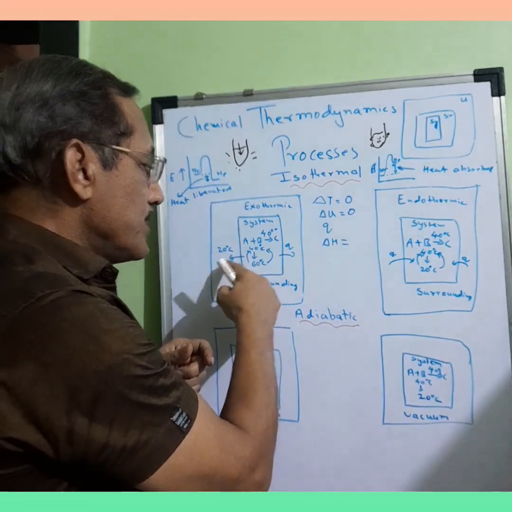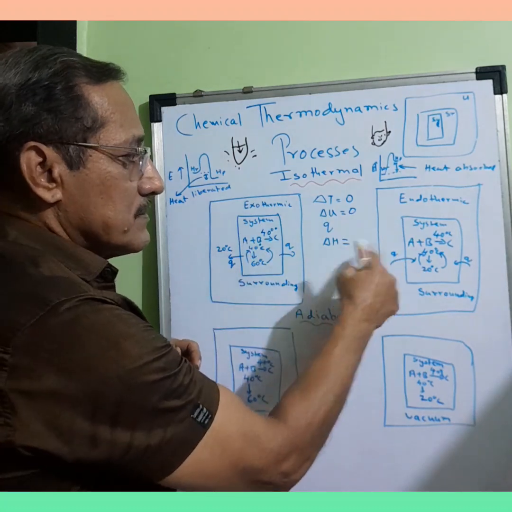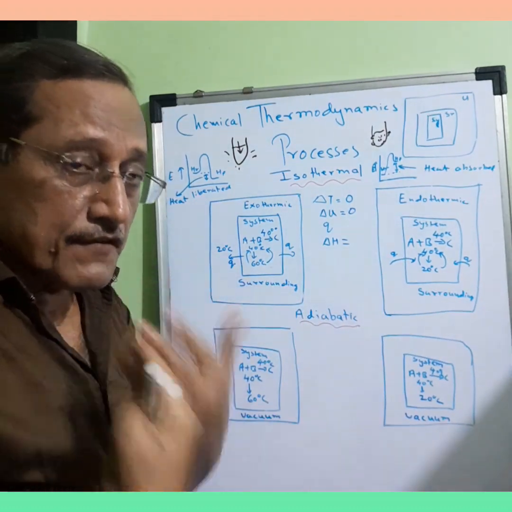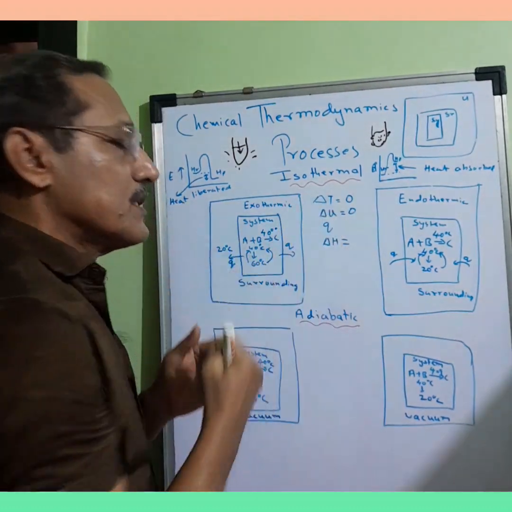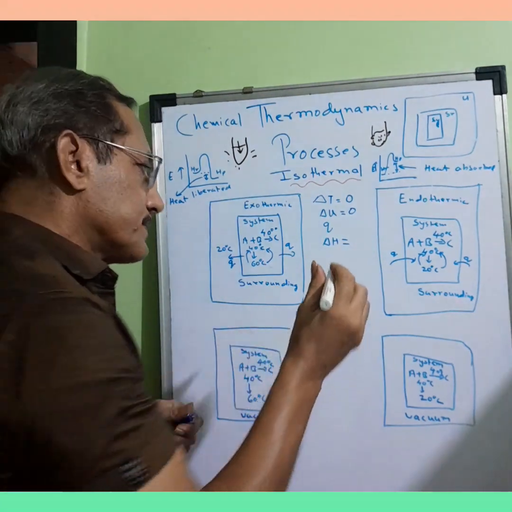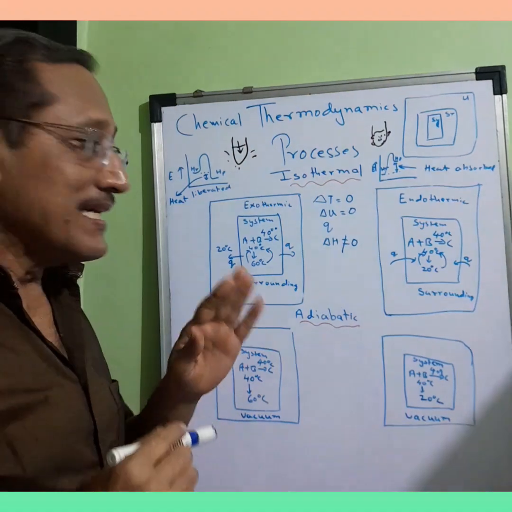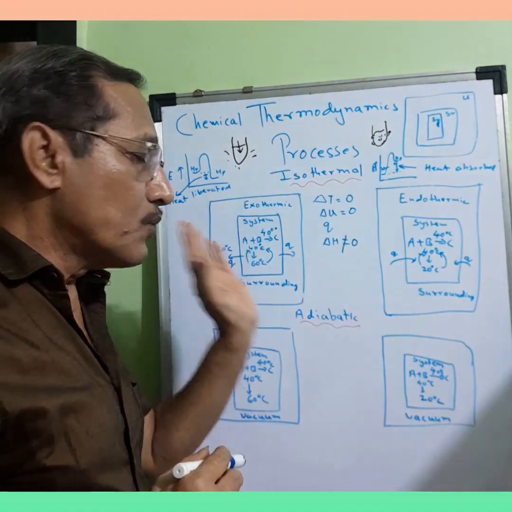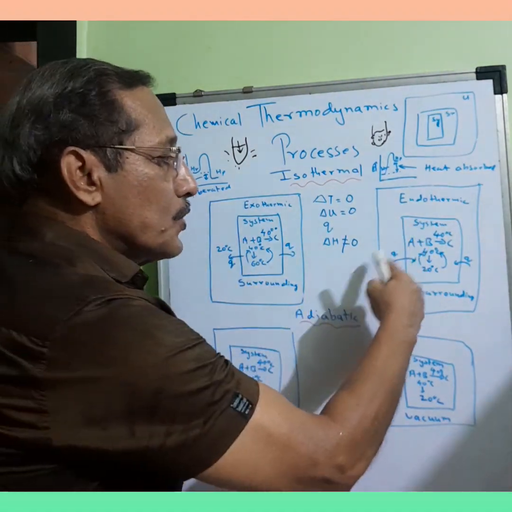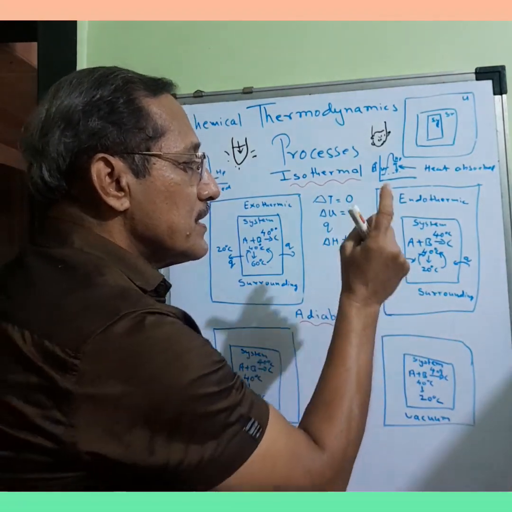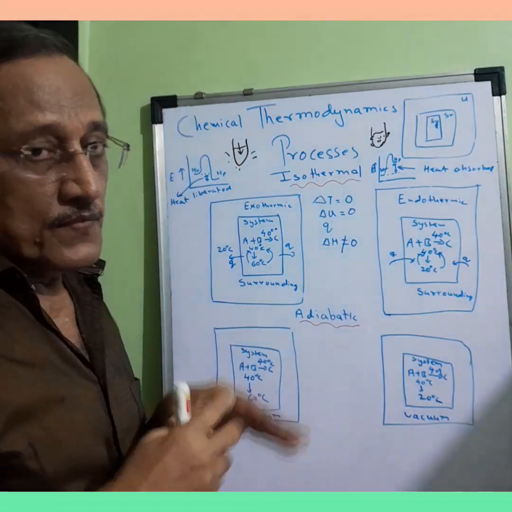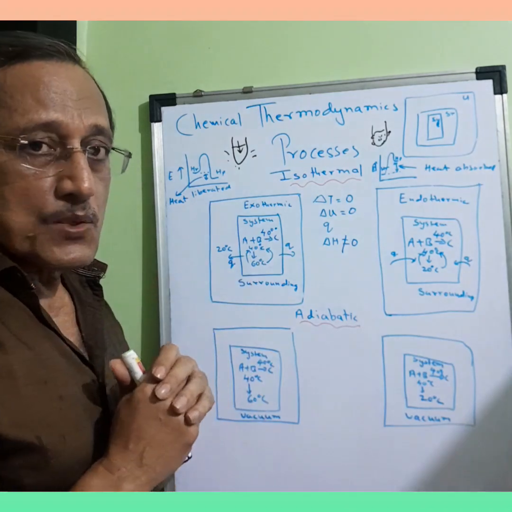Was there any exchange of Q calories? Yes, there was. So if there is any exchange of Q calories, then we say del H is not equal to 0. Del H is equal to 0 provided there is no exchange of Q between system and surrounding. I hope you understood this process well.